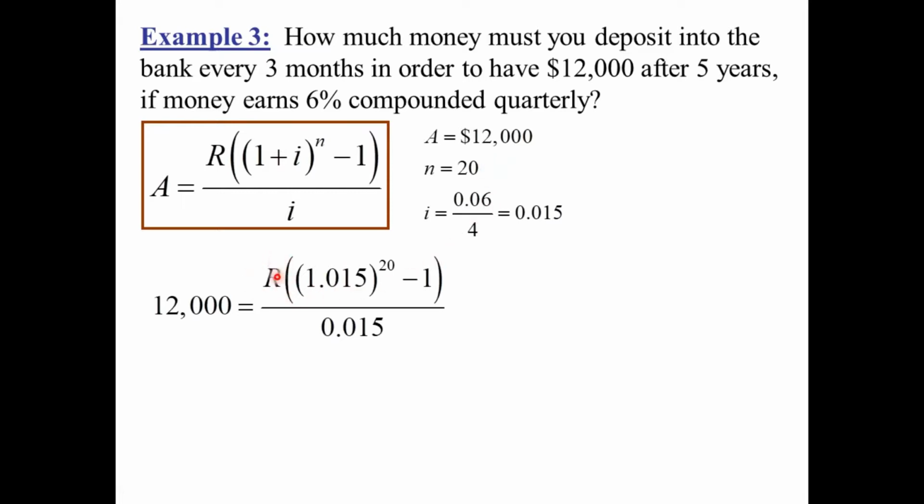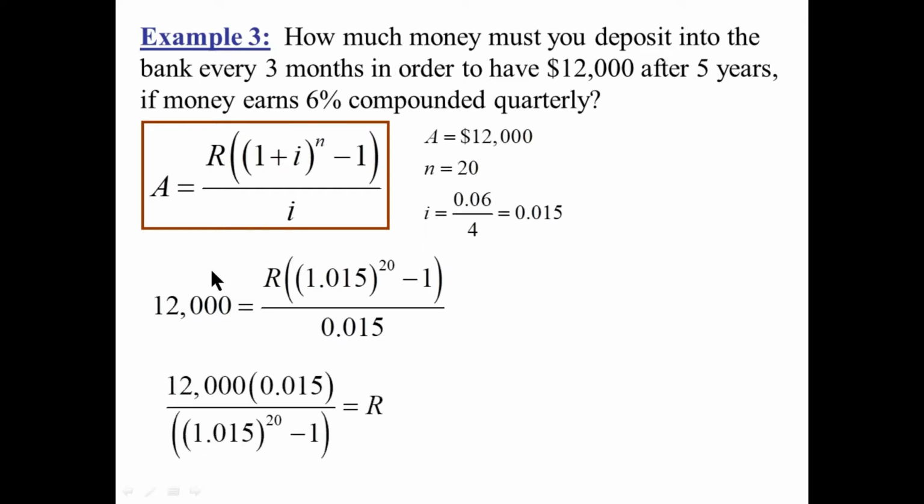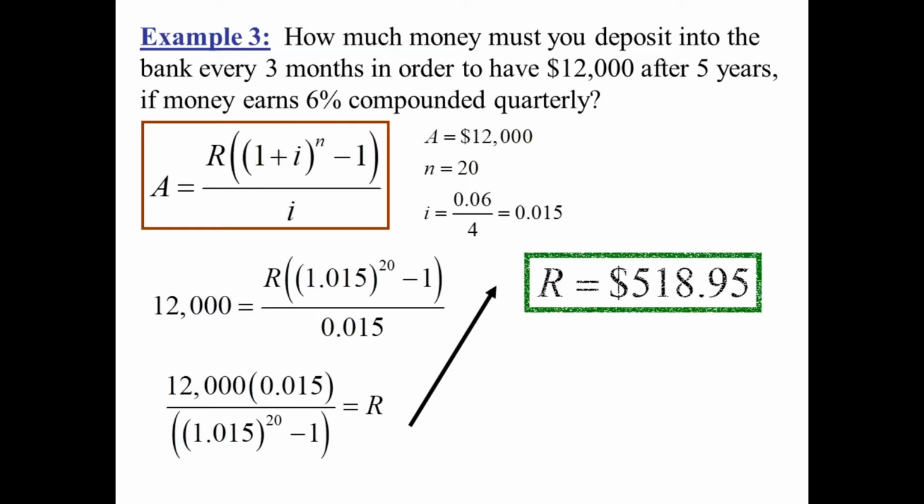We have to solve for R. So we'll take the denominator on the right side and move it over to the numerator on the left side. And the entire bracket factor here has to be divided over onto the left side. This isolates R. And now the calculator work gets a little more challenging. R equals $518.95.